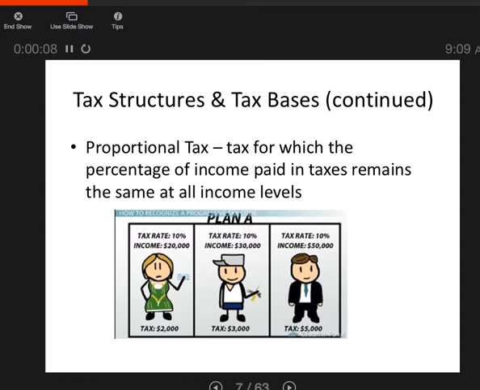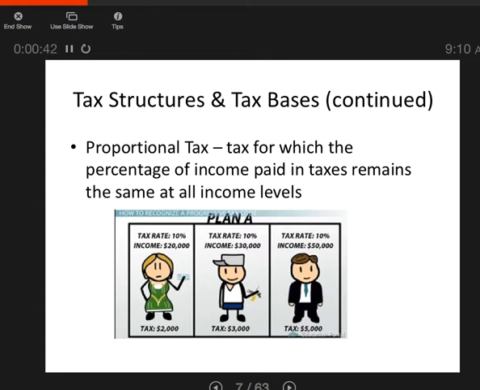The next one is proportional tax. Proportional tax is where the percent of income paid in taxes remains the same at all income levels. So this would be considered something like a flat tax. A few years ago, a presidential candidate by the name of Herman Cain wanted to implement a flat tax, and his plan was known as the 999 plan, where you'd have 9% going to income tax, 9% going to sales tax, and 9% going to corporate tax. So making it more fair across the board.